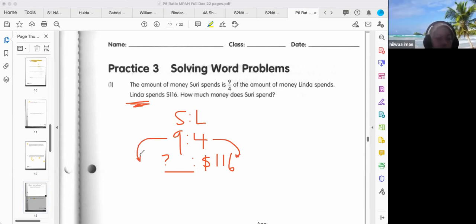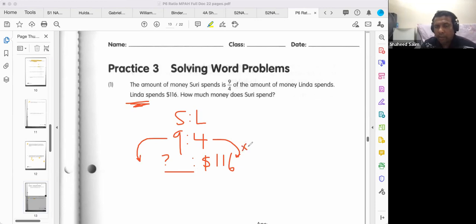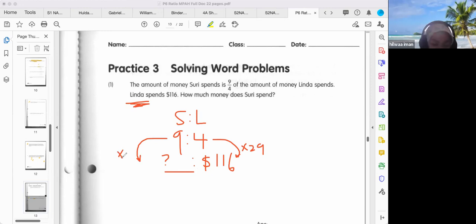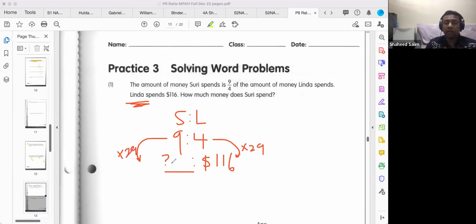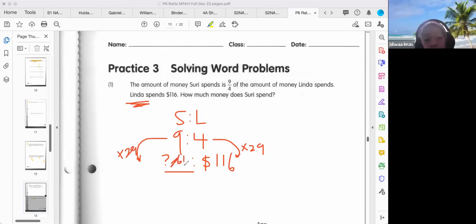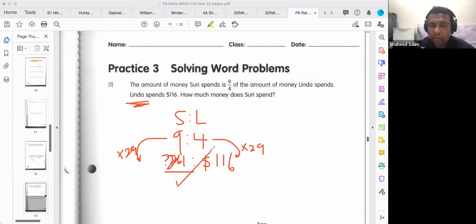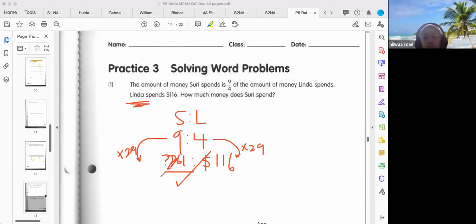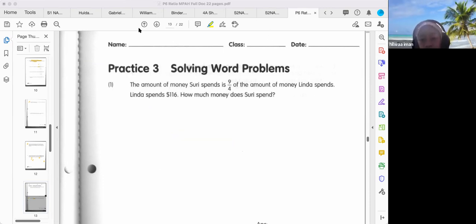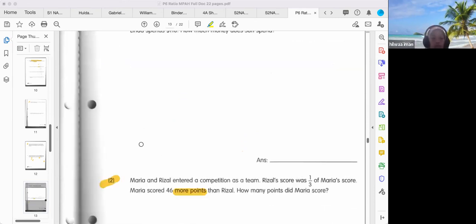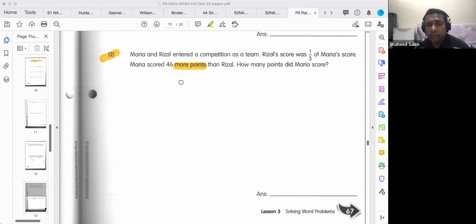It's 29. Take 29 times 9. How much you get? 261. That's the answer. And you get it? Is it easy? You try this one. So this one is more points.